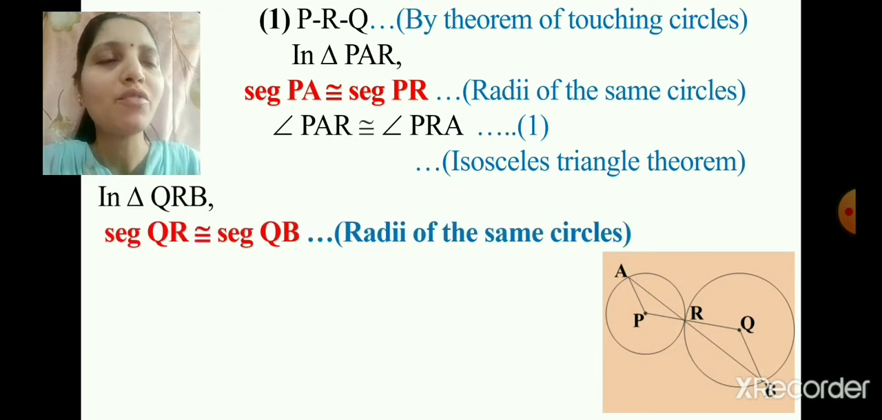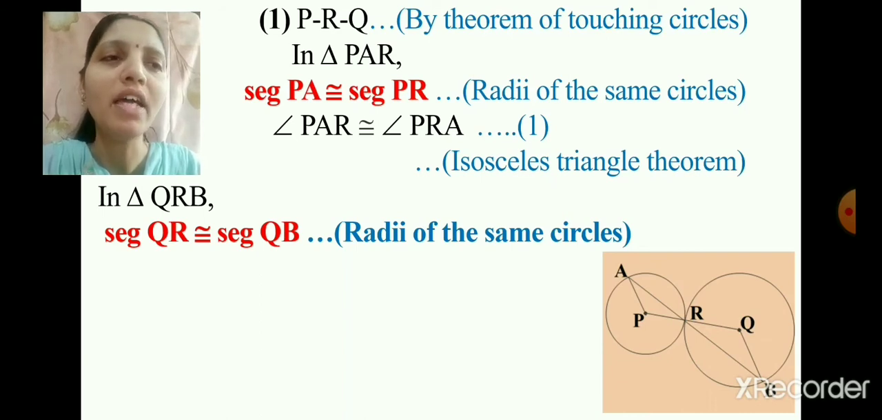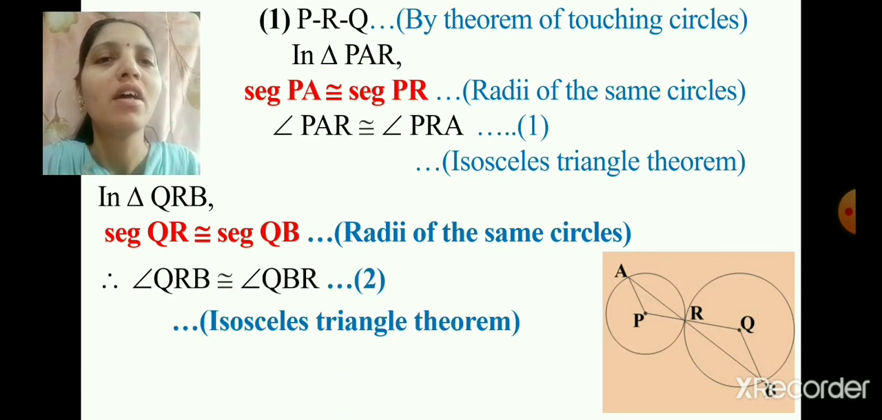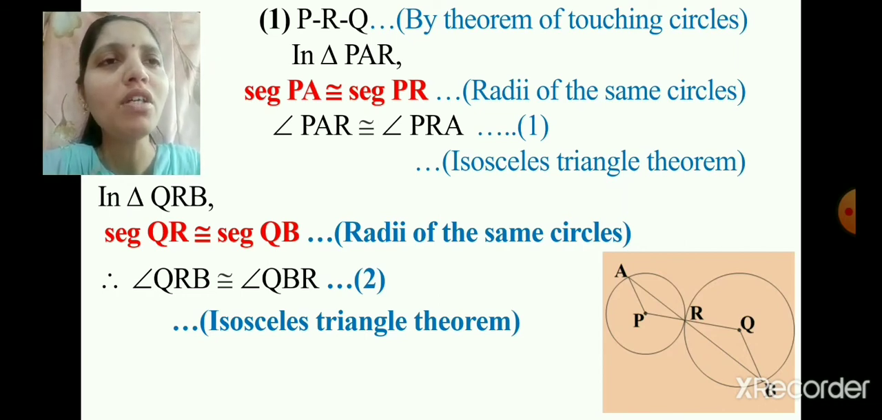Then we have to consider triangle QRB. In triangle QRB, again segment QR and segment QB are congruent. Why are these two segments congruent? Because they are the radii of the same circle. Then again this triangle QRB will be an isosceles triangle. So here also you can apply the isosceles triangle theorem and you can write angle QRB is congruent to angle QBR. Write this as equation 2.